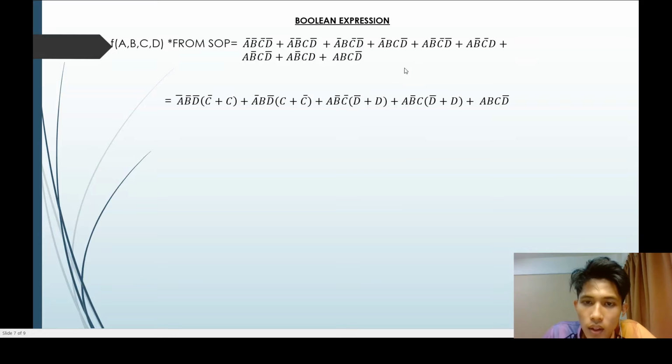The next one is A B bar C bar D bar plus A B bar C bar D. For both, we can see that A B bar C bar is the same, so we can factorize. We factorize A B bar C bar and are left with D bar plus D.